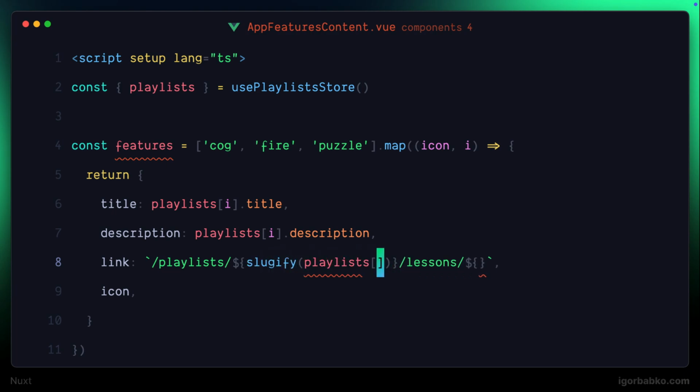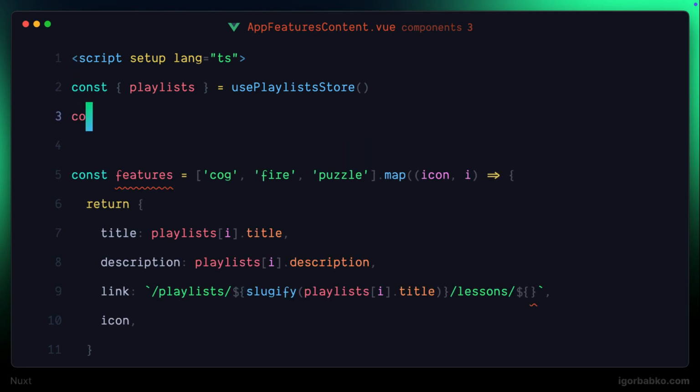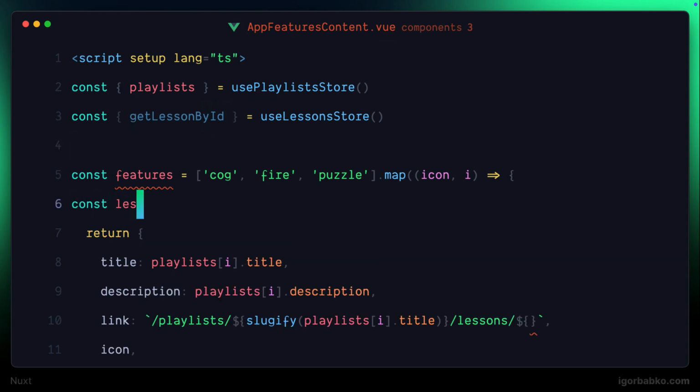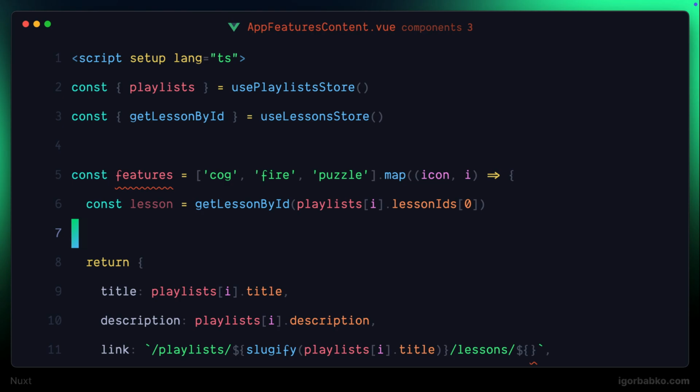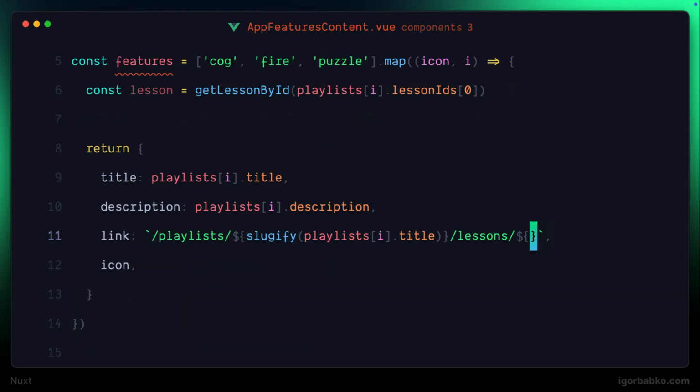And for this URL we also have to find the slug of the first lesson. But first of all we need to have the lesson, so I'm going to use the getLessonById function to obtain the lesson by ID. This function we can grab from the lesson store, and within this closure let's call this function to grab the first lesson of the particular playlist. And right here we can call the slugify function once again, but this time we're passing the lesson title to get the slug of this lesson.